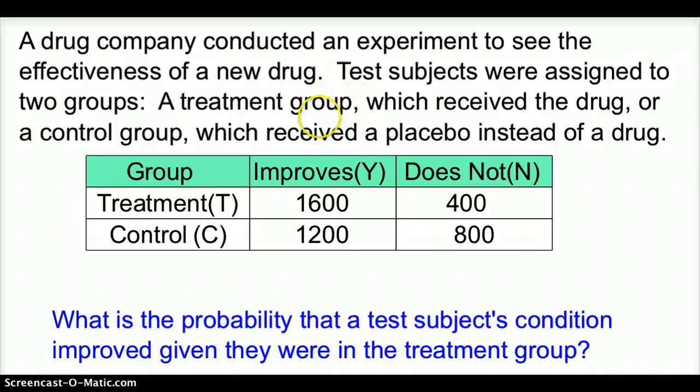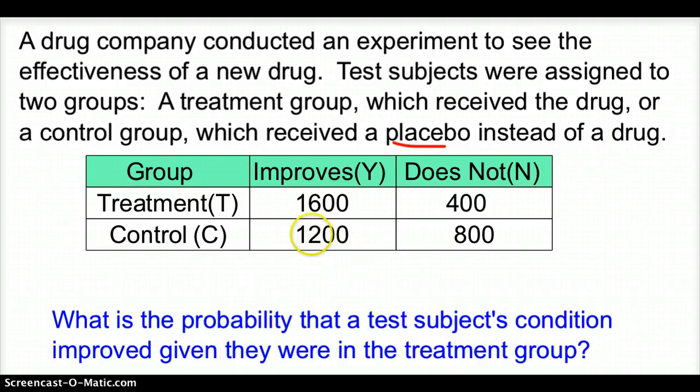So now we're looking at a pharmaceutical company, which is a drug company, that conducted an experiment to see the effectiveness of a new drug, like on the flu. Test subjects were assigned to two groups: a treatment group, which received the actual miracle drug, or the control group, which received a placebo instead of the drug. All a placebo is, is a fancy word for a pill that does nothing. Maybe it's a mental thing? So now here is our table.